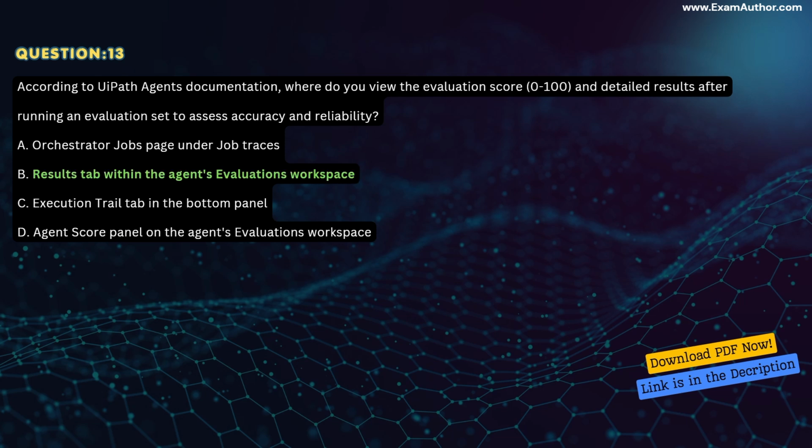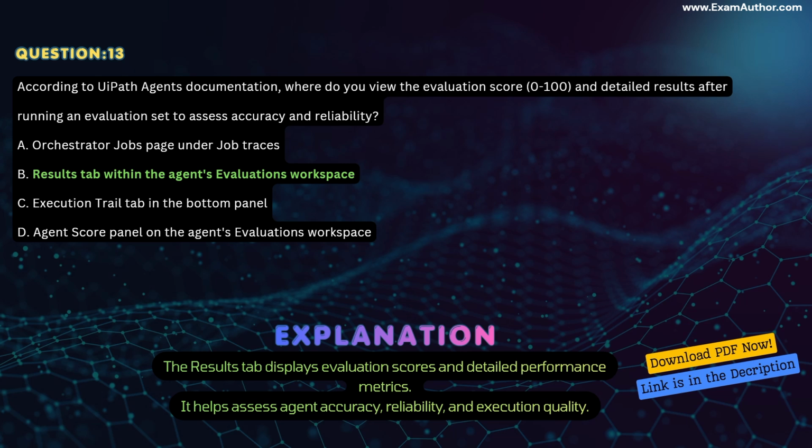Correct answer: B. Results tab within the Agent's Evaluations workspace. Explanation: The Results tab displays evaluation scores and detailed performance metrics. It helps assess agent accuracy, reliability, and execution quality.